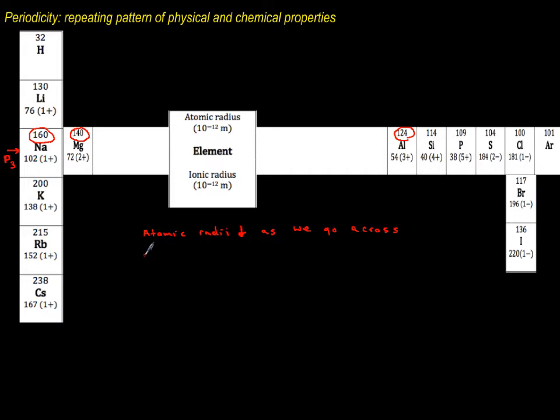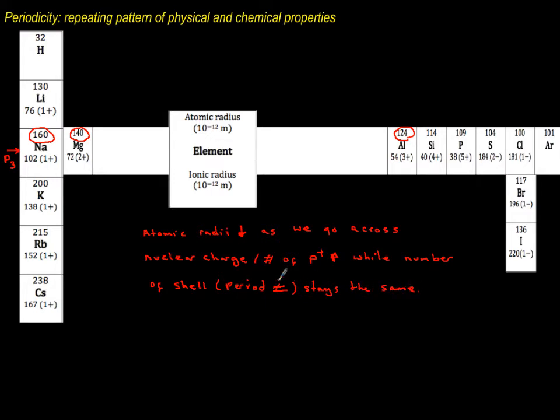But as we go across, nuclear charge, or simply number of protons, increases while number of shells stays the same. Now remember, number of shells is same as your period number. So this is one fundamental property. Students usually get it wrong, so please try to remember as you go across, atomic radii get smaller. It gets smaller in size.